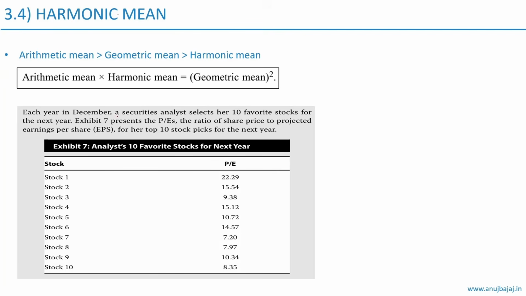Each year in December, a securities analyst selects her 10 favorite stocks for the next year. In the following exhibit, we are given the PE ratios, that is, the ratio of share price to the projected earnings per share for the top 10 stock picks. I hope you are comfortable with calculating all the three means. So what I want you to do is calculate the arithmetic mean, harmonic mean and the geometric mean of all these 10 PEs. And you can verify these relationships by yourself, whether they hold true or not.